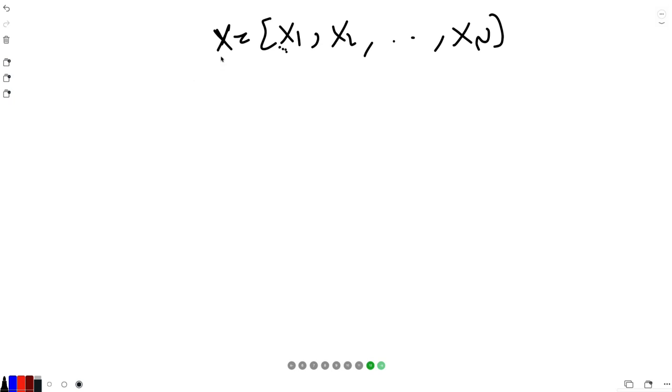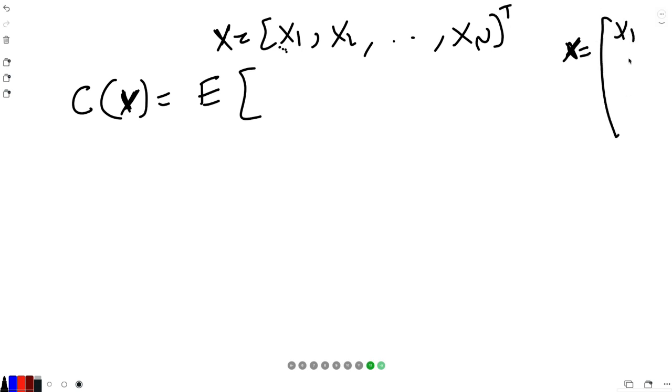So what is the covariance of this matrix? What we will do here, we say that the covariance of this matrix can be computed in this way. The covariance of x is equal to the expected value of, assume that x now is a column vector, so it is transpose. It is a column vector, which means that it is x1, x2 up to xn. So it is n by 1.